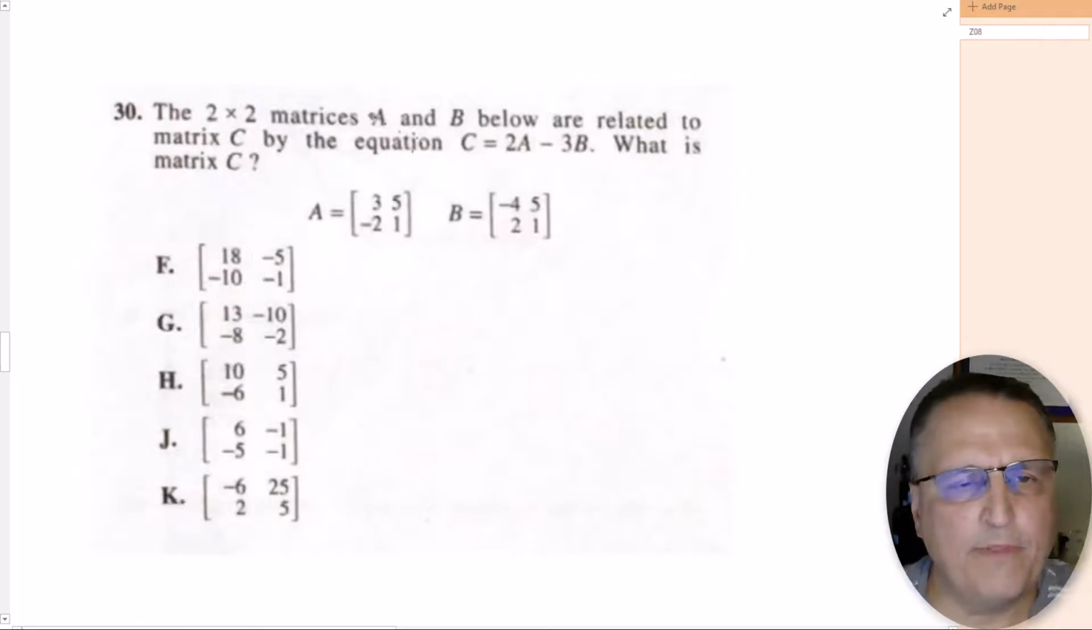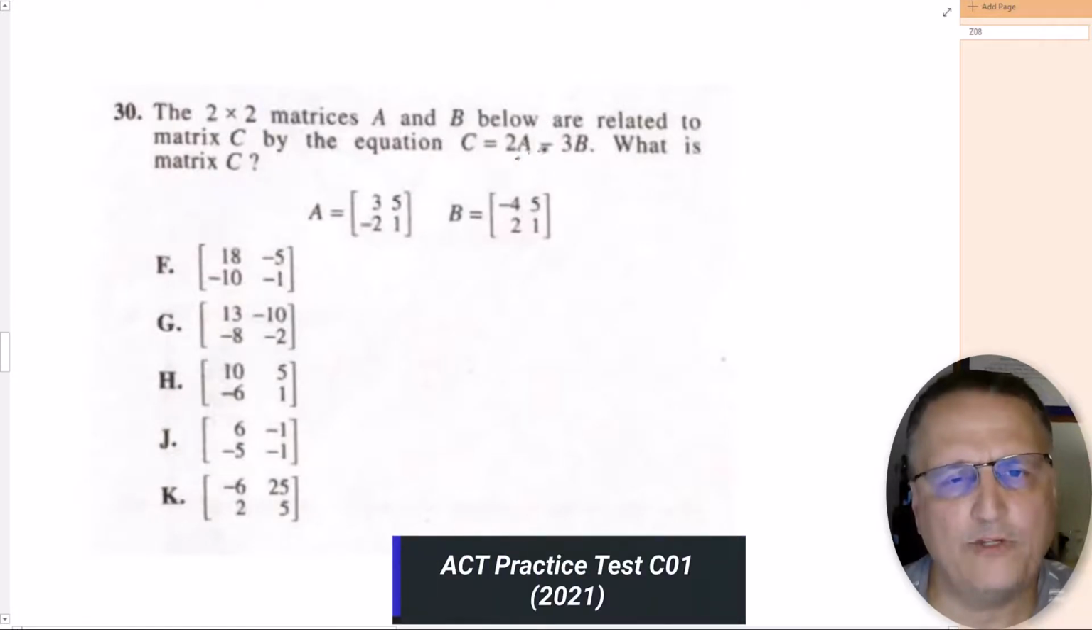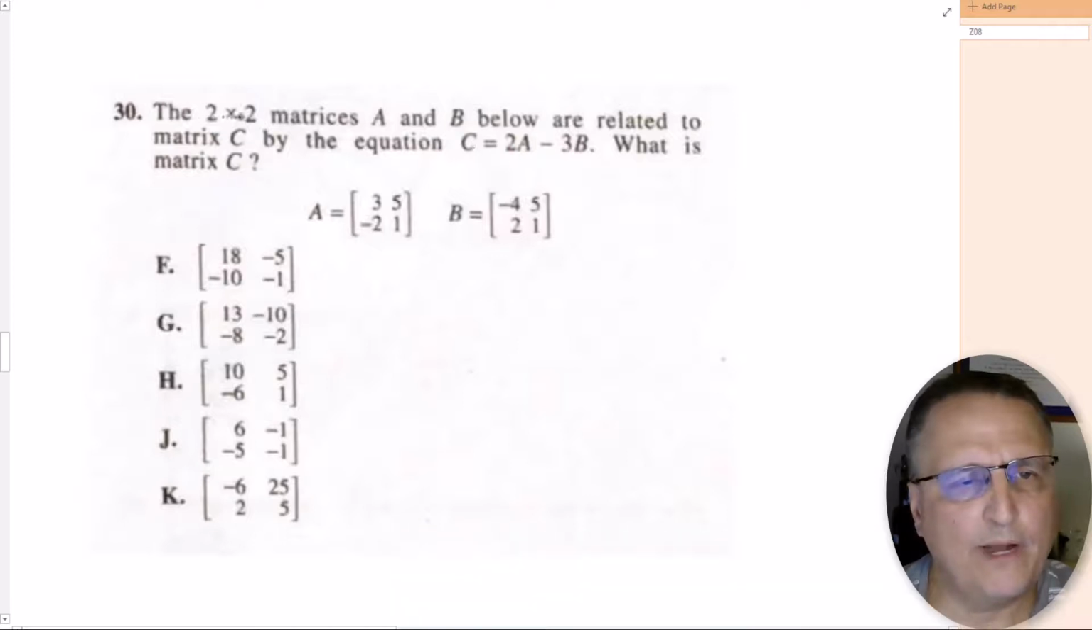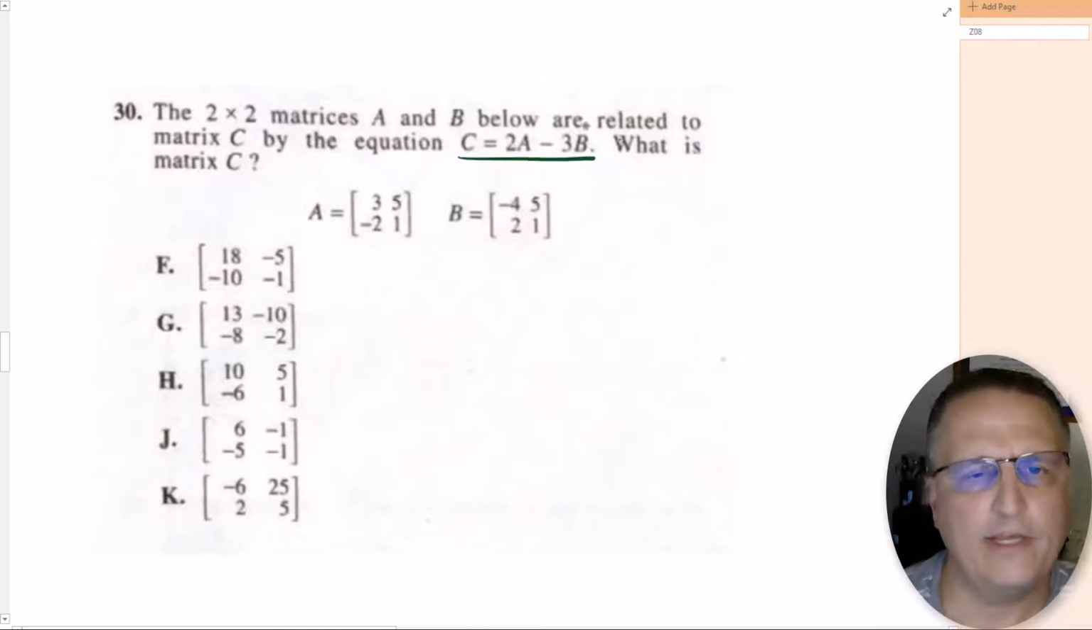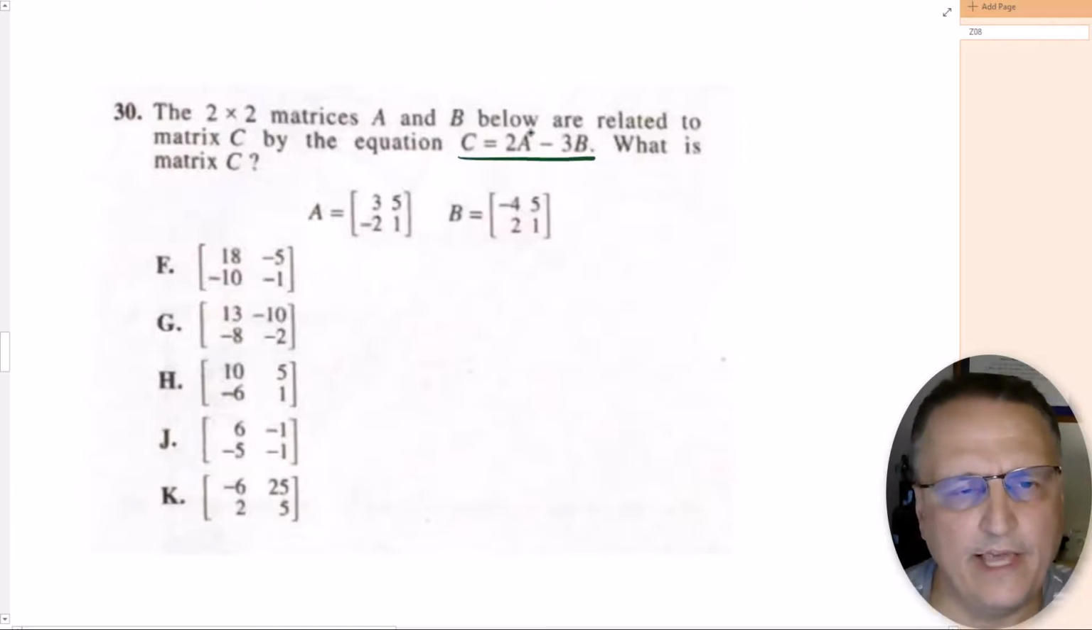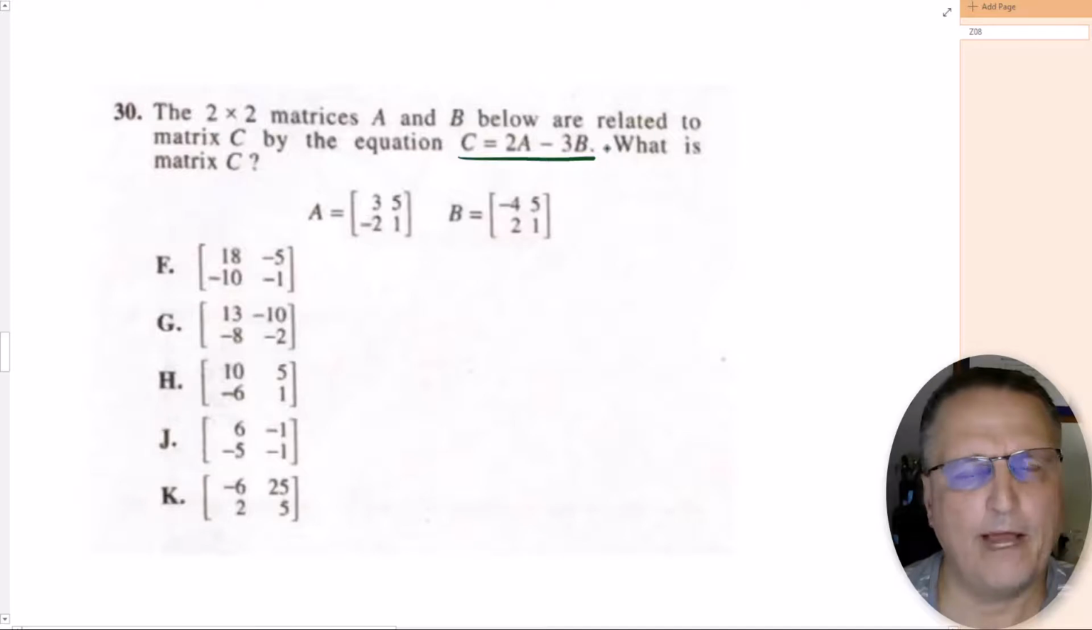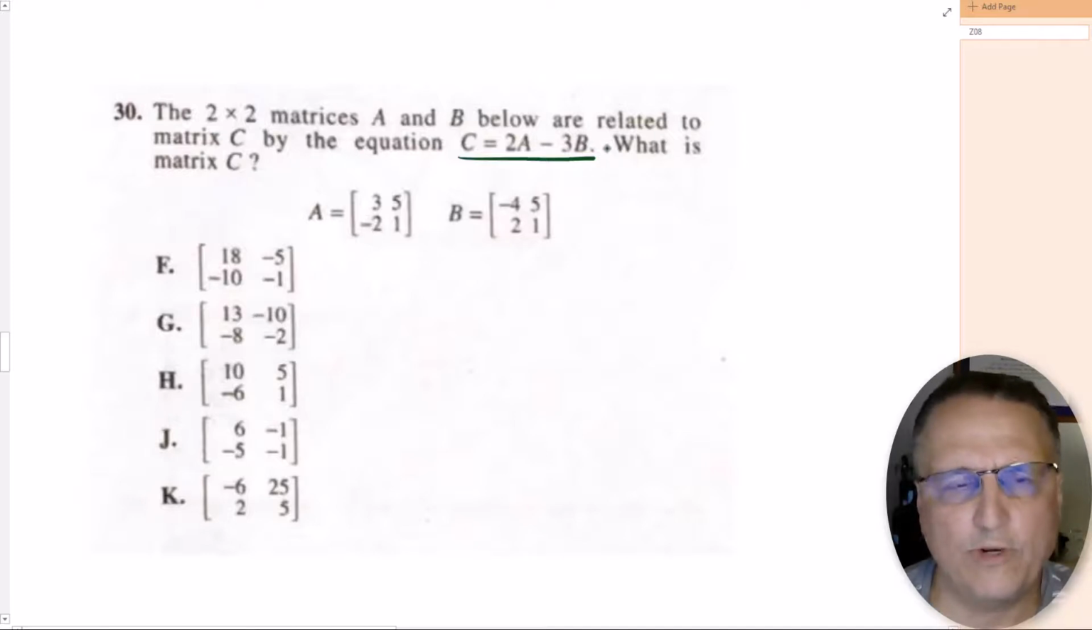The next example that we have requires us to do some algebraic multiplication. So this says the 2 by 2 matrices A and B below are related to matrix C by the equation C is equal to 2A minus 3B. This equation is really telling us that I need to take the A matrix and multiply it by 2, and then take the B matrix and multiply it by a negative 3, and then combine those together into one matrix.